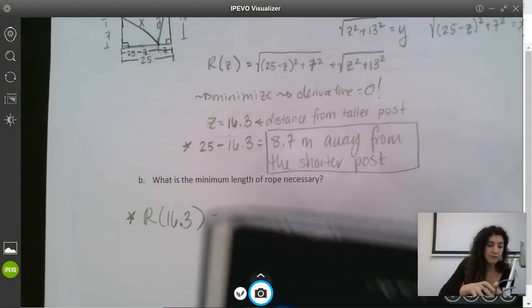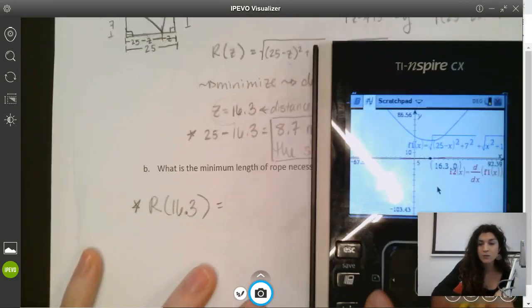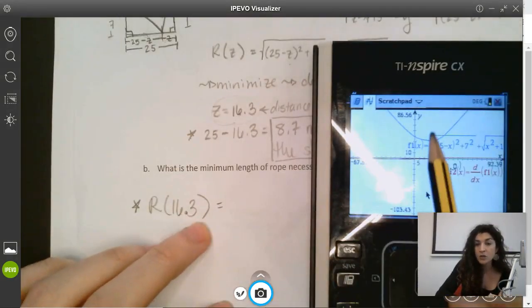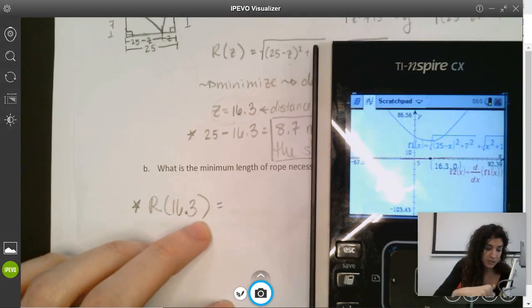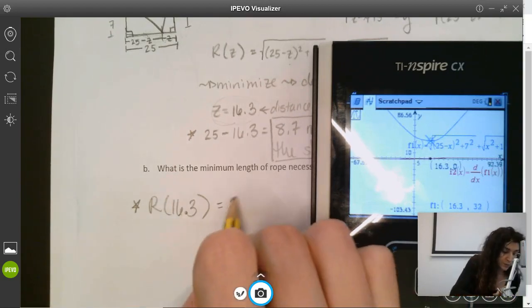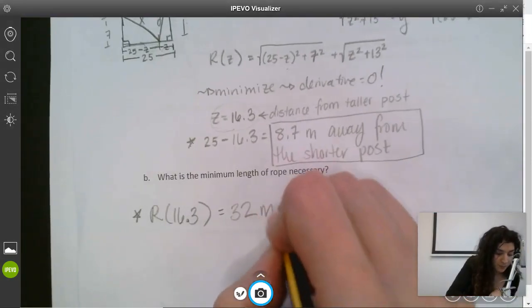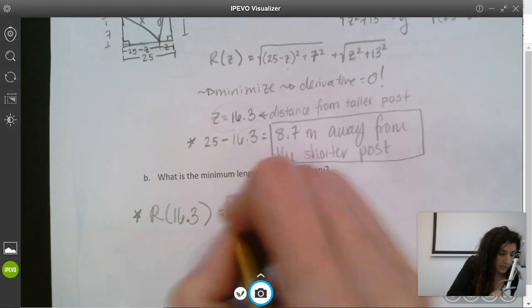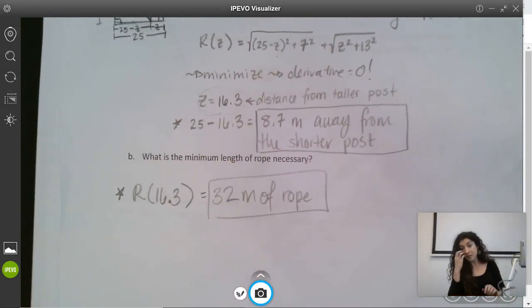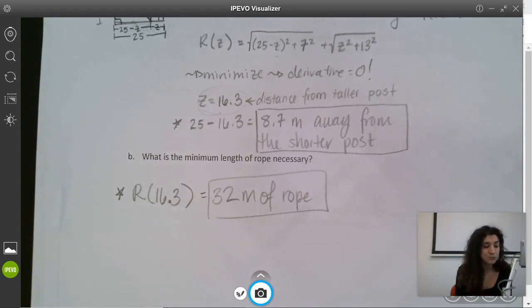Going back to our graph, since it's already graphed there for you, right? R of 16.3 is your original graph. So I'm going to trace 16.3. Oops. And it gives me 32. So the minimum length of rope that you would need in order to stabilize these two vertical posts would be 32 meters of rope. Versus if you moved that one or the other way, you would need more rope than 32 meters. All right, good job.